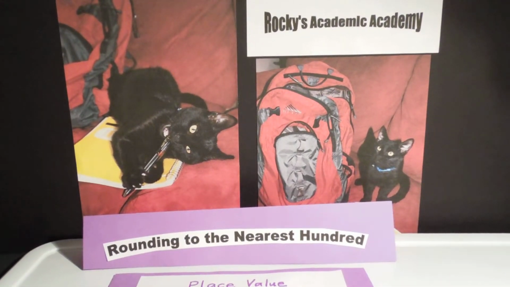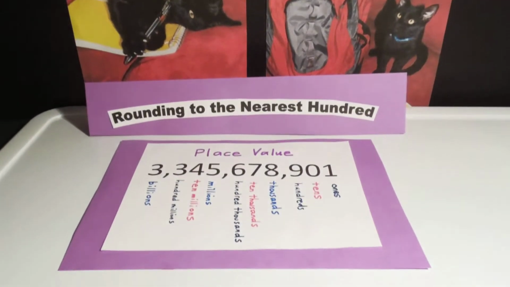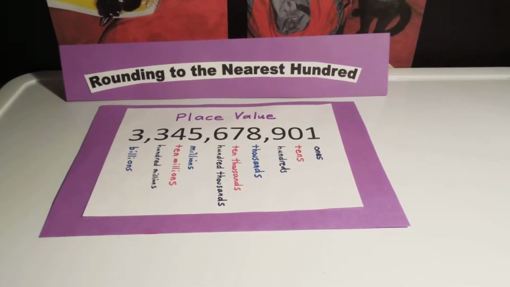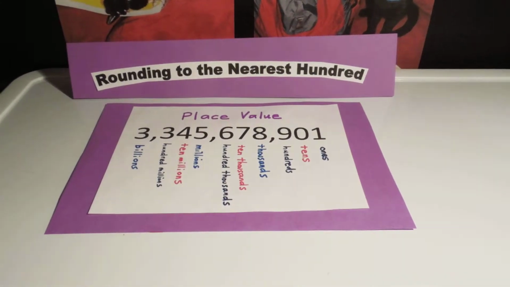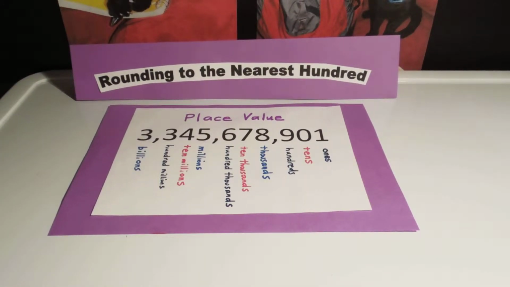Today we're going to be learning how to round to the nearest hundred. Now the first step in rounding is to know our place value song. If you don't know where a number falls, then it's difficult to figure out if it's in the hundreds place or the thousands. So we're going to learn the place value song and master it so that when you get to rounding, it'll be easy for you.